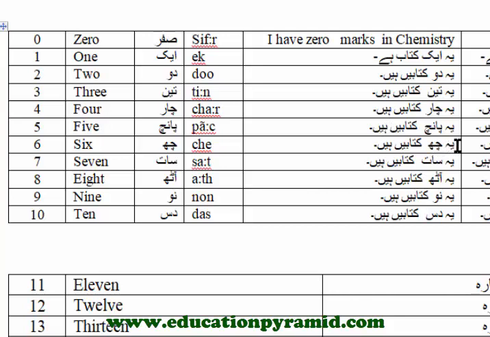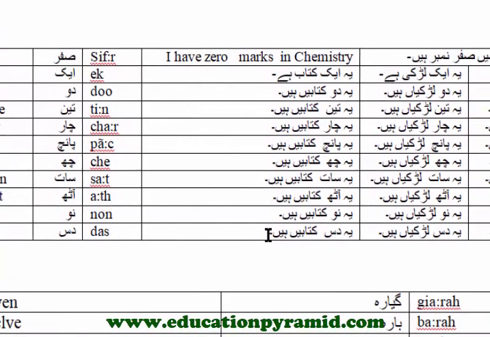Similarly, ये 6 किताबें हैं. ये 7 किताबें हैं. ये 8 किताबें हैं, 8 ending with a heavy sound like हे, दो चश्मी हे. ये 9 किताबें हैं. ये 10 किताबें हैं.